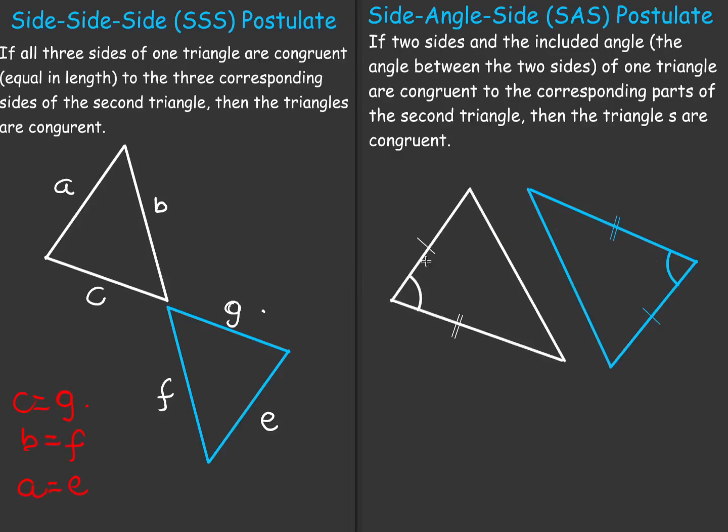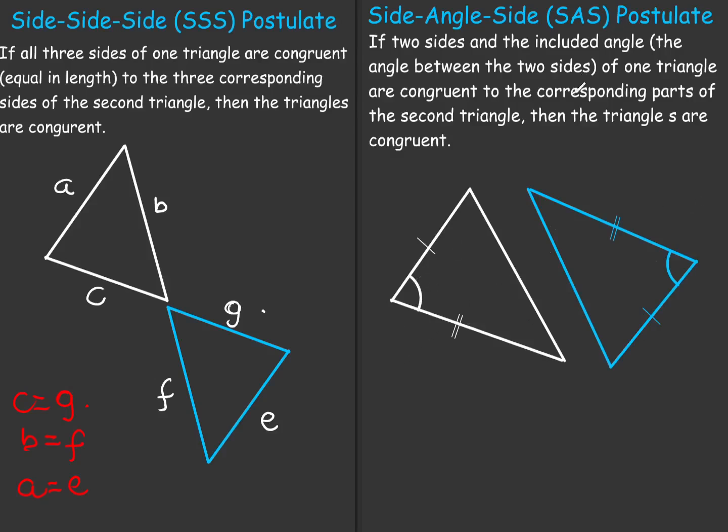with the angle in between the two sides in question. Okay. So the postulate says if two sides and the included angle here, we mean the angle between the two sides. So we've been given this side and this side. My included angle is going to be this because it is between the two lines we were given.